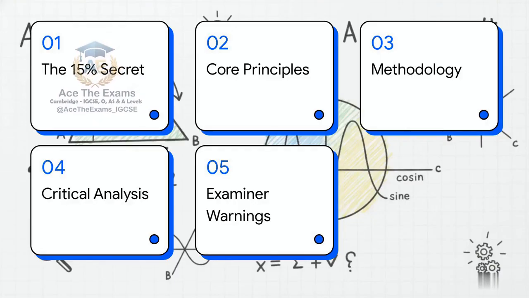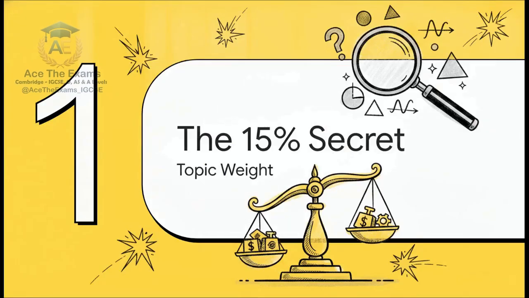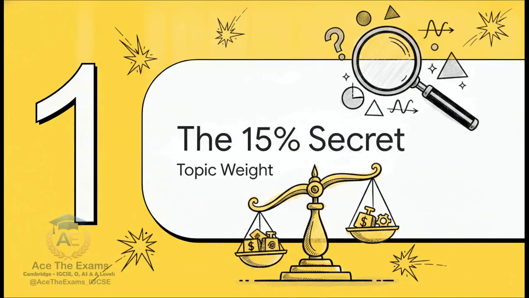First, we uncover the 15% secret. Then, we interrogate the core theoretical principles. Third, we establish our technical methodology. Fourth, we dive into critical analysis and evaluation. And finally, we'll audit the top examiner warnings to make sure you don't fall into their traps. Section 1, the 15% secret.